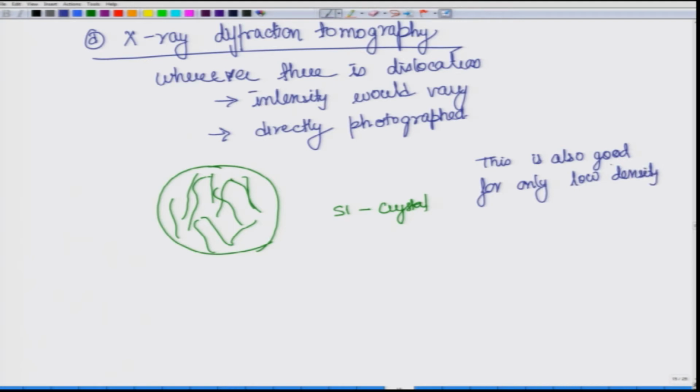Why? Because usually the resolution of this tomography method is very low compared to TEM. You cannot compare it with TEM anyways, it is orders of magnitude different. So, this method is good only for low density dislocations. Now you can see that there are so many different methods to observe dislocation, and you would also realize that TEM is the most powerful method. It does not matter what the dislocation density is, and you can measure the dislocation density using this particular technique.